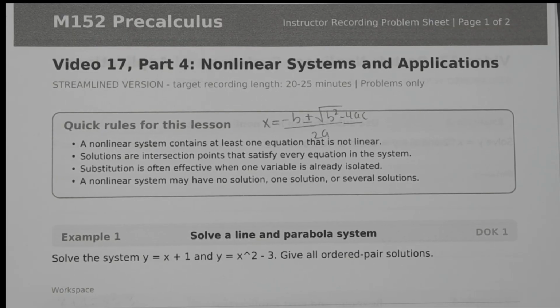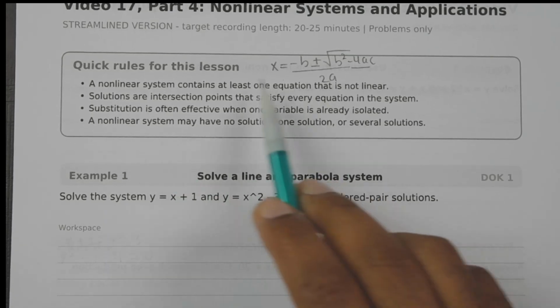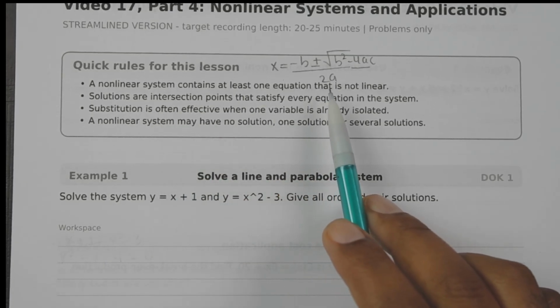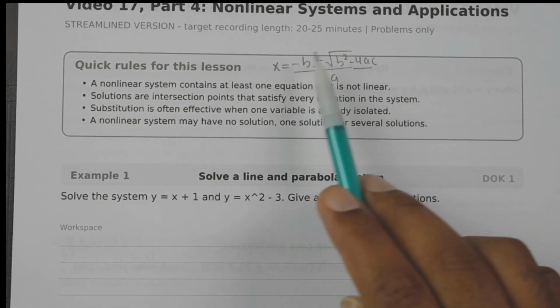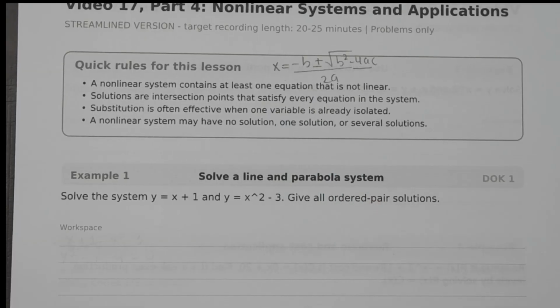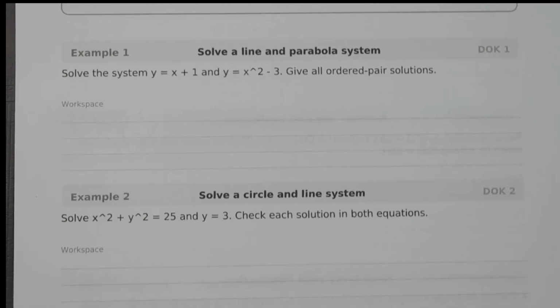So what we want to do is look at the quick rules. All right. A nonlinear system is represented and it contains at least one equation that is not linear. So we're going to be using this equation here to find the x values as well. And instead of reading this, because this lesson is going to be a little long, you can pause the video and read that. But we're going to apply those rules in this lesson here.